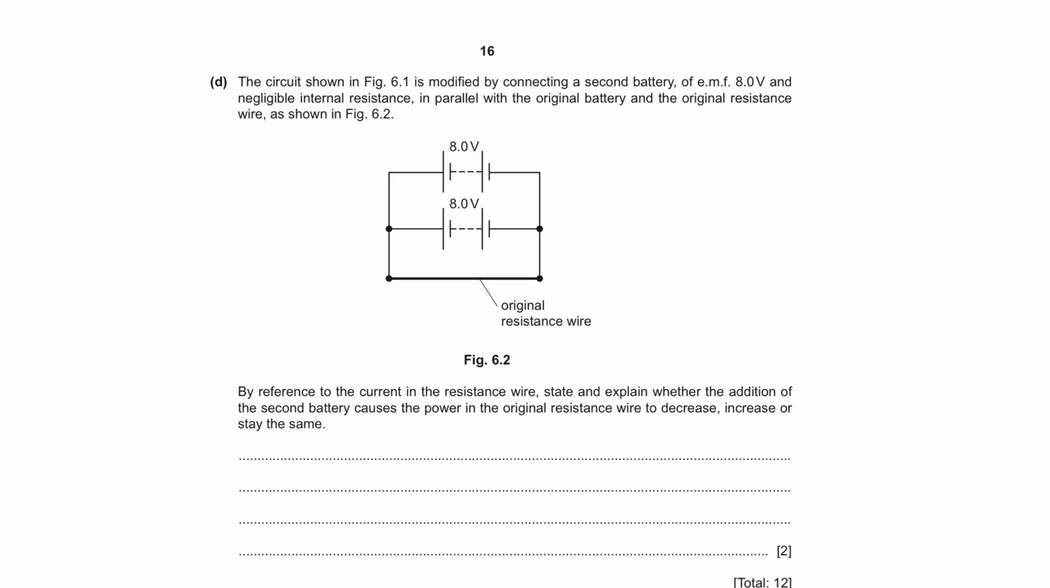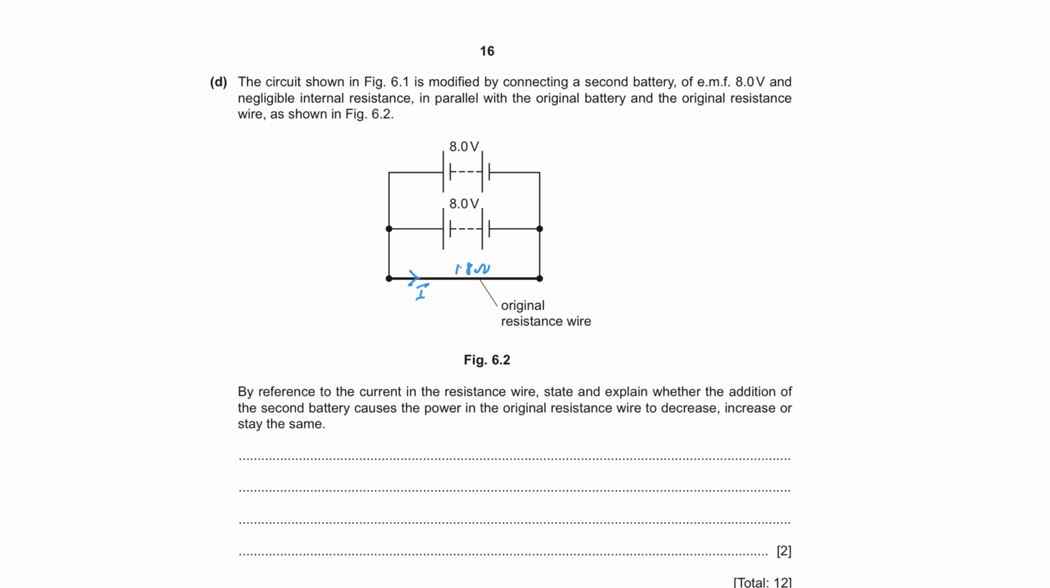a second battery of EMF 8 volts and negligible internal resistance in parallel with the original battery and the original resistance wire as shown in figure 6.2. So the only difference here is they've added another battery of 8 volts in parallel. You've got the original wire that had a resistance of 1.8 ohms. Nothing else changes. By reference to the current in the resistance wire, by current in this wire, state and explain whether the addition of the second battery causes the power in the original resistance wire to decrease, increase, or stay the same.